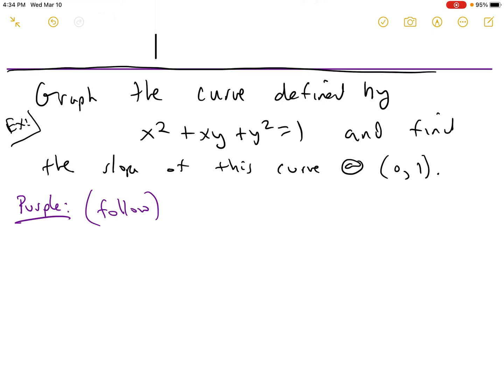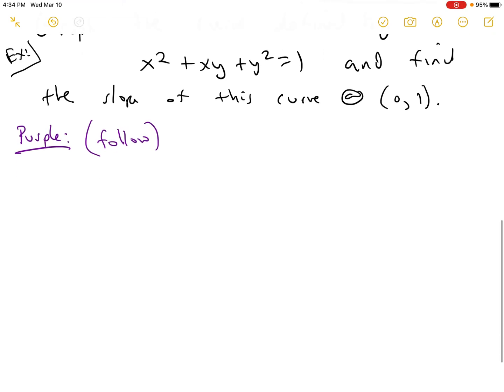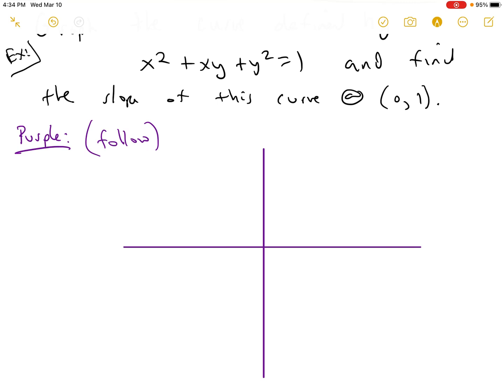This is an ellipse, and if I graph it, it goes through (1, 1) and (-1, -1). All of these points are intersection points on here. If you plug in x equals 0, you get y equals plus or minus 1. And this thing is actually symmetric with respect to the line y equals minus x.